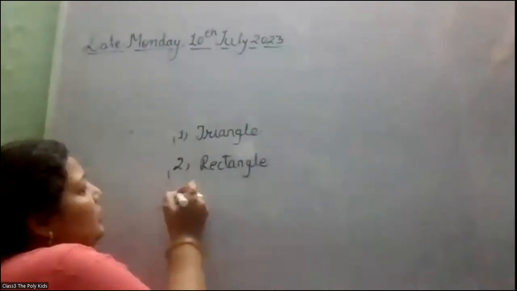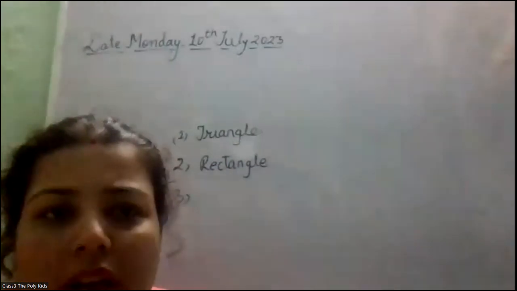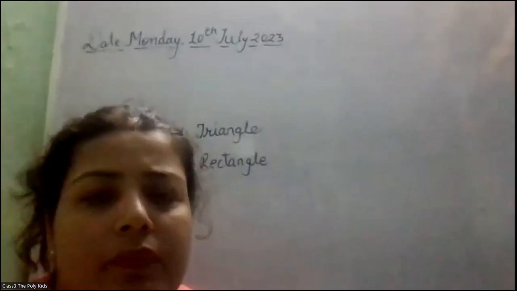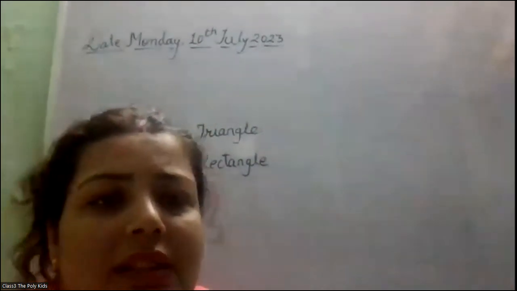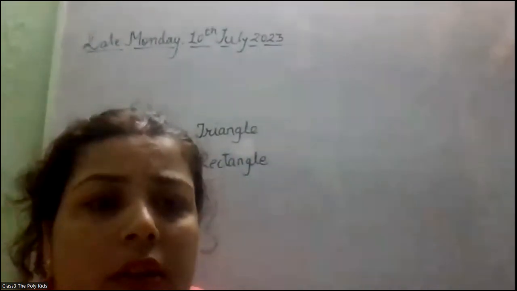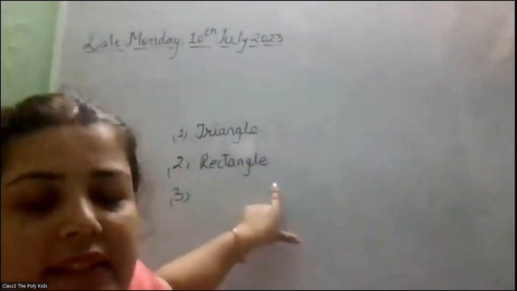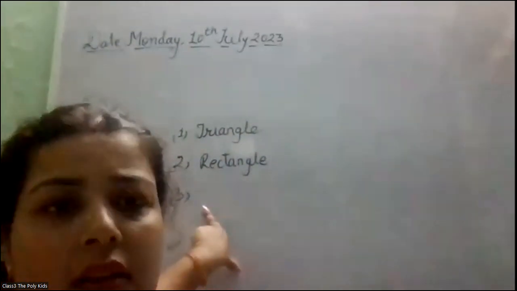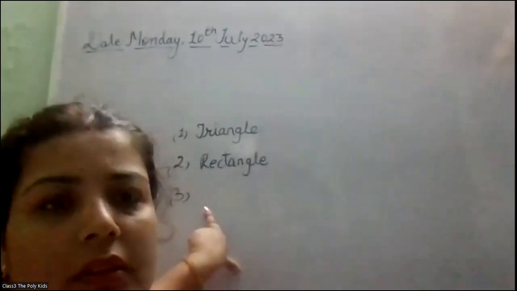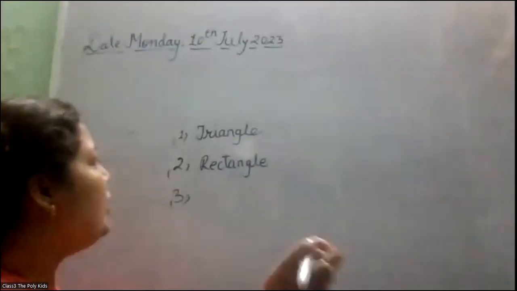Nirvan Pundeep, what was the third shape? Nirvan, can you hear me? Yes, ma'am. What was the third shape you learned in the video? First was triangle, second was rectangle, and third was? Square, ma'am. Yes, very good, Samriddhi.